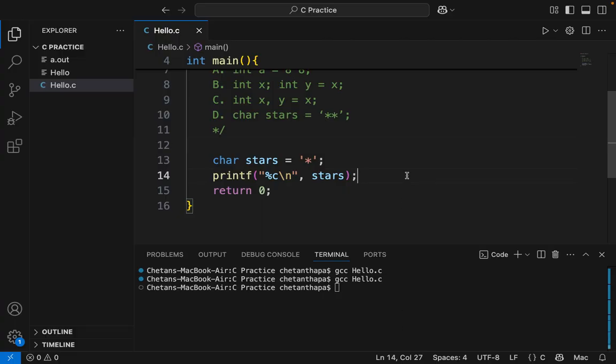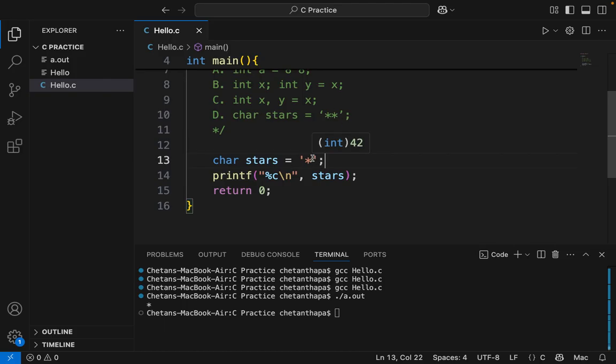Sorry, it is not printing anything. It is supposed to print. Okay, so see, just printing star. So this is how you need to make sure: if you're assigning something with char data type, you need to add only a single character.